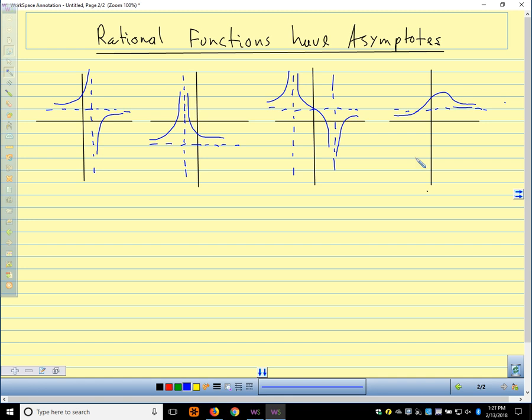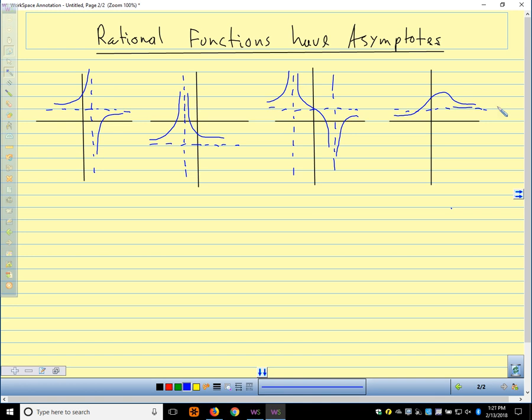So rational functions can have all kinds of interesting shapes, and these are just a couple of examples. The last one's pretty tricky. We won't have to do anything like that, but they do end up looking like that.